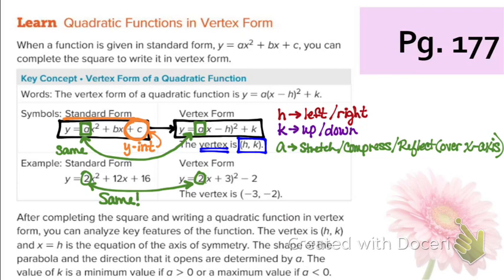Do you guys remember what we were doing yesterday when we completed the square? Which pieces did we work with? A, B, C. Which pieces did we want to complete the square? A and, not C, A and B.